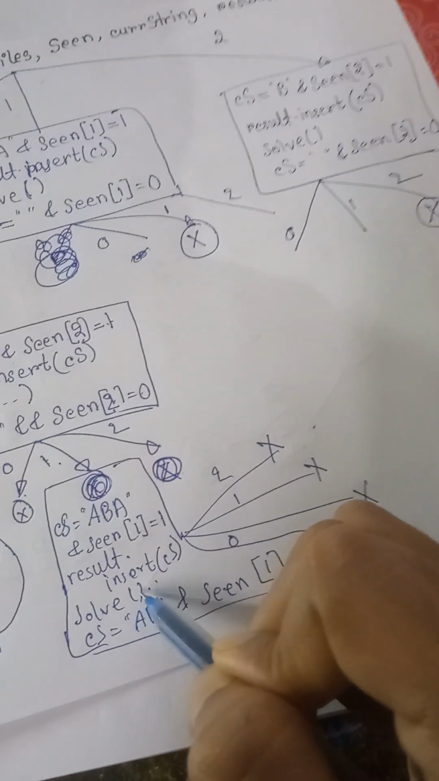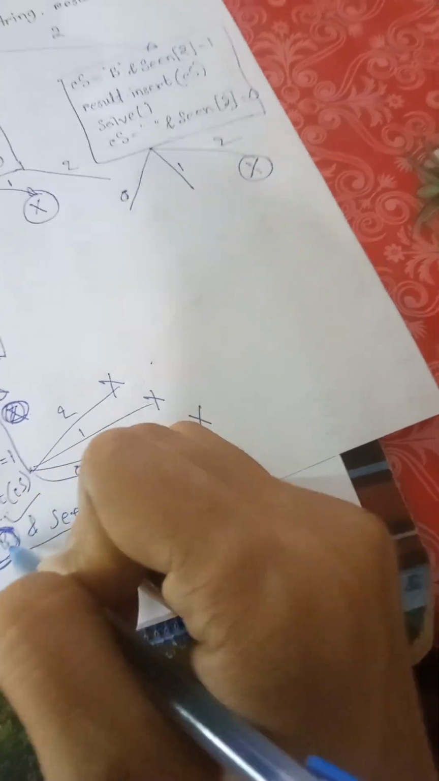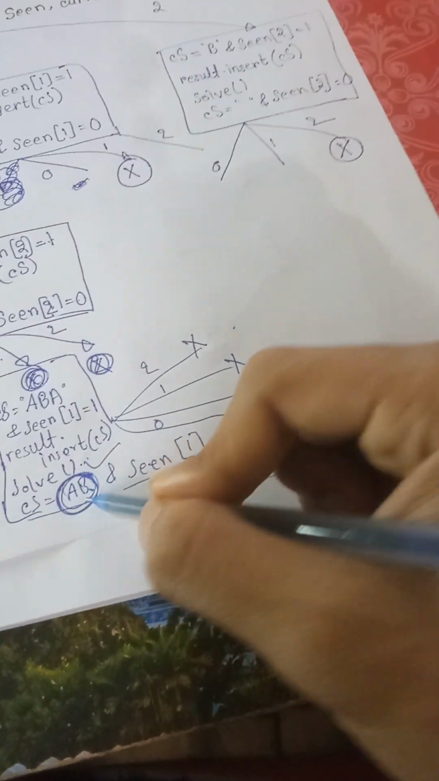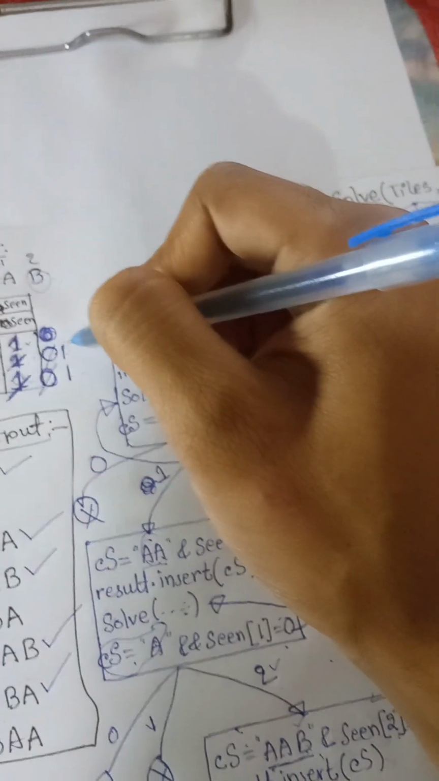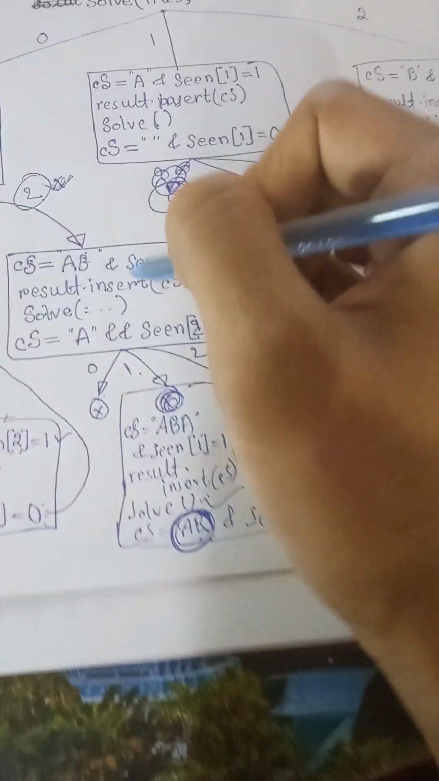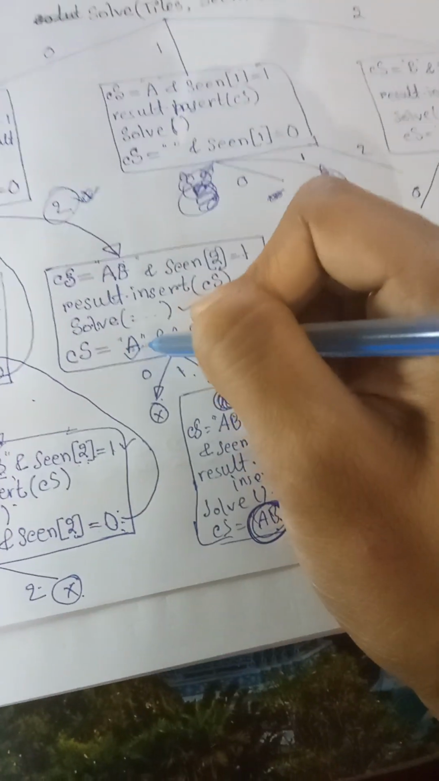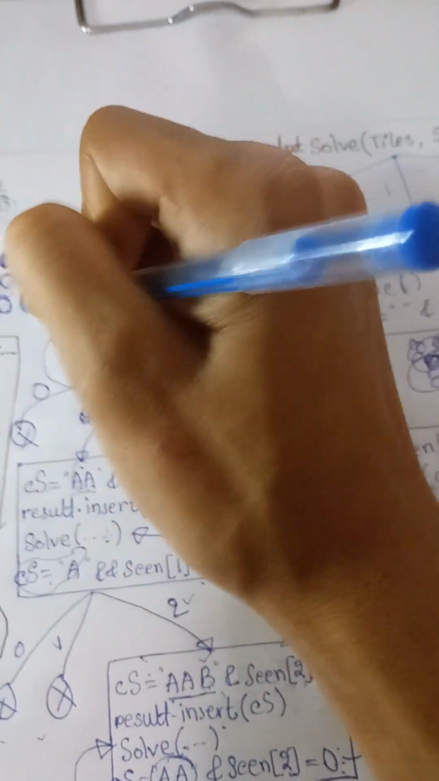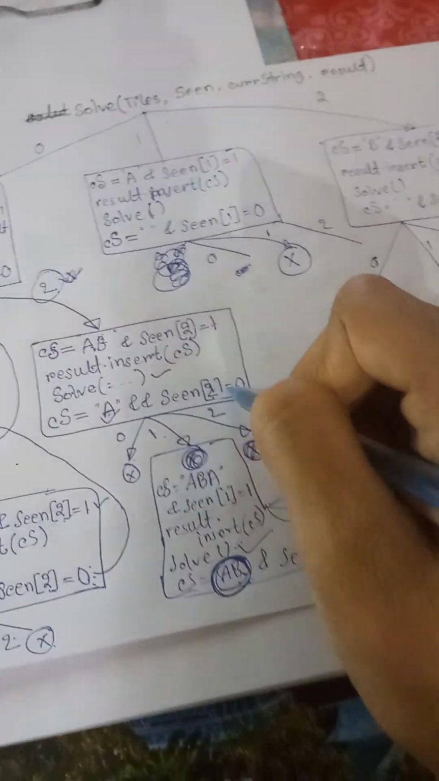backtrack here to this point and my current sum will again be AB, and my seen 1 will again be 0. Seen 1 will become my 0, and I will backtrack from here to here, and my current sum will become A, and seen 2 will be 0. So this will become 0.